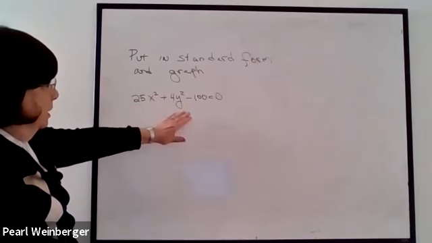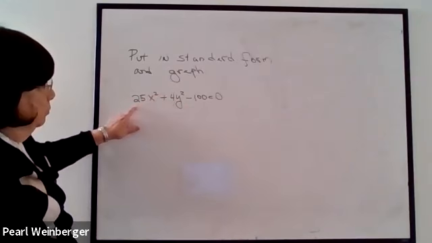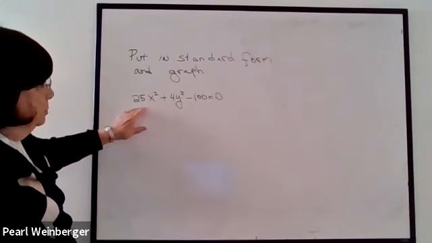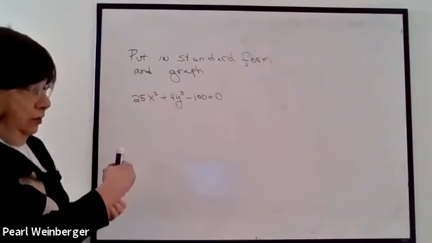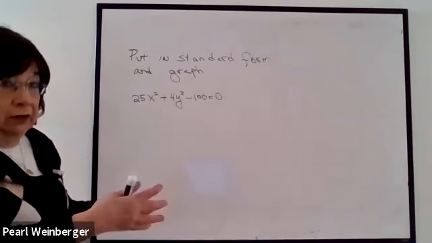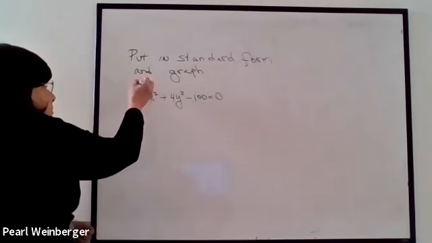This has an x squared and a y squared, but the numbers in front of the x squared and the y squared are different. The coefficients of the x squared and the y squared are not the same. They're not both 1. So that must mean that this is an ellipse.